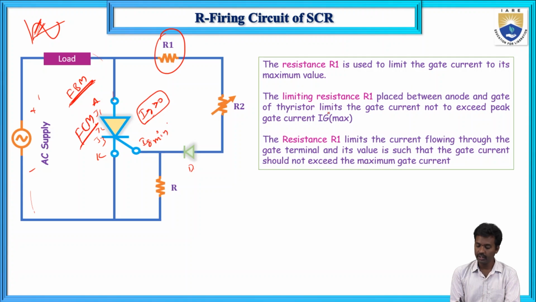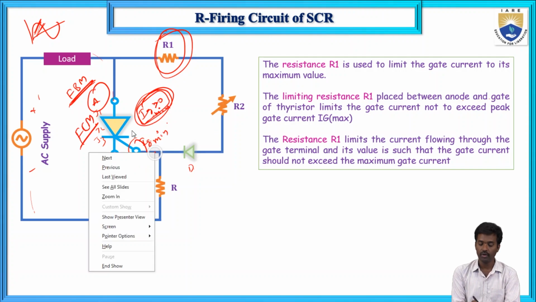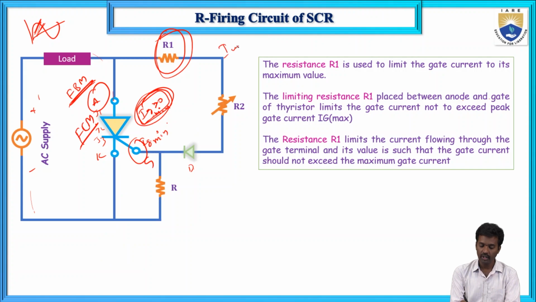Next, R1. What does it mean? This is the limiting resistance between anode and gate. This is the gate, and it limits the gate current so that it should not exceed the peak maximum gate current. The main purpose of this limiting resistance R1, between anode and gate, is to set the maximum gate current so it should not exceed that maximum value. This R1 value will determine it.